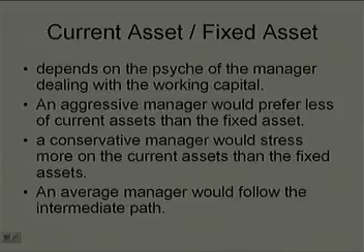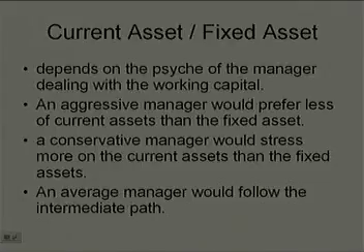Similarly, a conservative manager, you will find, would stress more on the current assets than the fixed assets. An average manager would follow the intermediate path. So, these two, aggressive as well as conservative manager, are the two extremes, and in between you have a middle path, right. The aggressive manager tries to have less current asset than fixed asset, whereas a conservative manager has more current asset than fixed assets.